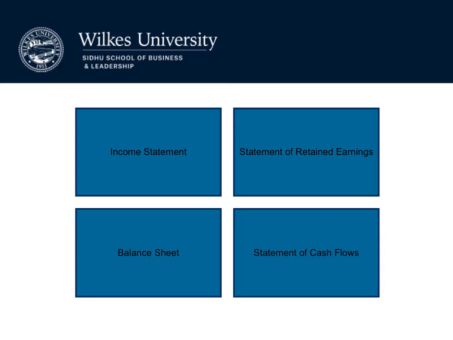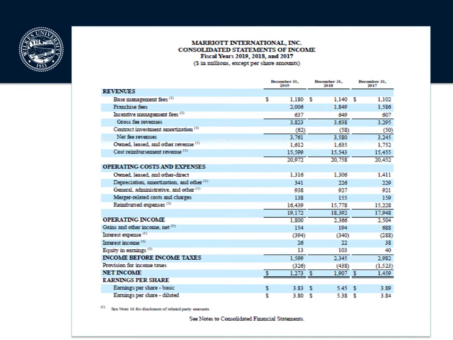All financial statements are important, and the business activities of financing, investing, and operating are reflected on the four financial statements: the income statement, statement of retained earnings, balance sheet, and statement of cash flows. The first financial statement often addressed is the income statement.